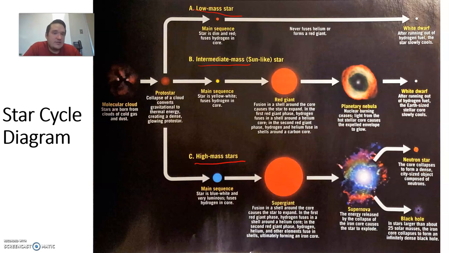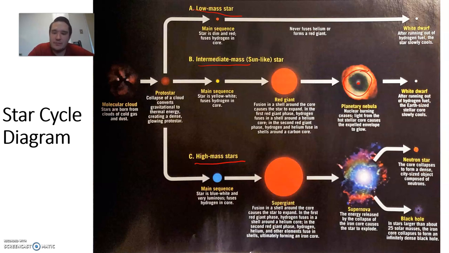After its red giant stages finish, it will become a planetary nebula. The nuclear burning ceases. Light from the hot stellar core causes the expelled envelope to glow. That's what this is right here on the very outside, this pretty part of it. And then it will become a white dwarf. If you see, the white dwarf is already right here in the middle, but there is a planetary nebula around it. As soon as the planetary nebula ceases to exist, it will turn into a white dwarf. That's what an intermediate mass star is going to do.